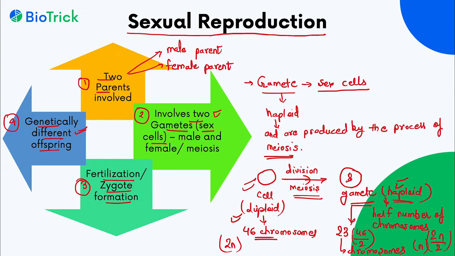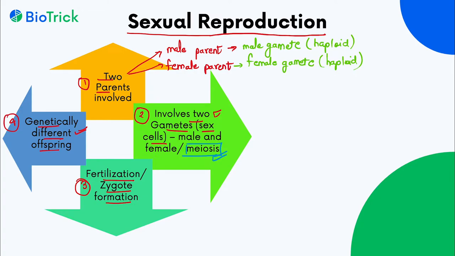Every parent will form a gamete. That is, the male parent will form a male gamete and the female parent will form a female gamete. And what is the ploidy of these gametes? These are haploid in nature. This male gamete is haploid and the female gamete is also haploid. And how are they produced? They are produced by the process of meiosis. It's clear?